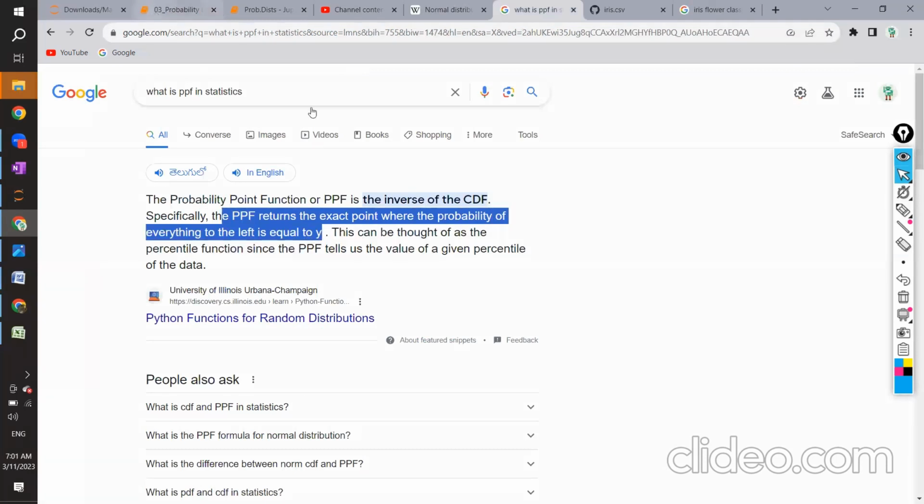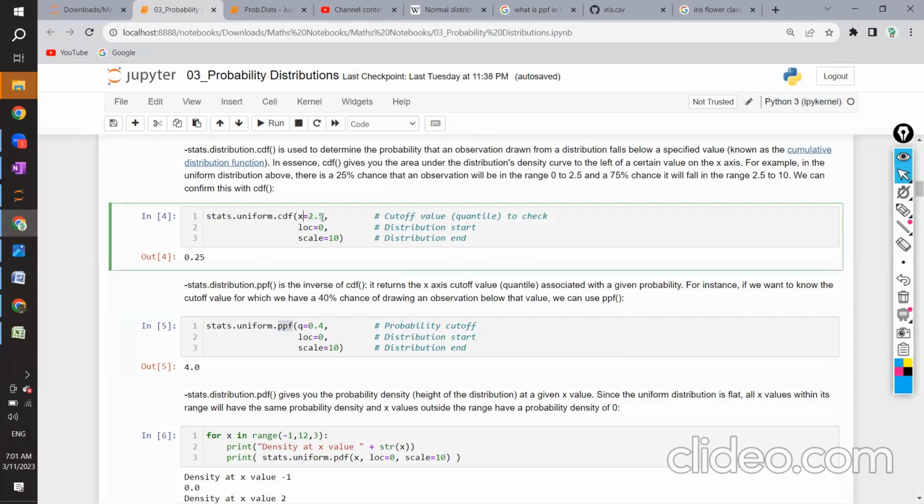So similarly, if you have the probability and you want the value, go for CDF. You have the value, but if you want the probability, you go for the PPF. Did I say it reversed? Yeah, sorry. So if you have the value and you want the probability, go for the CDF. But if you have the probability and you want the cutoff value, you go for the PPF.